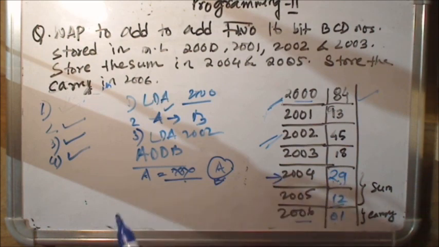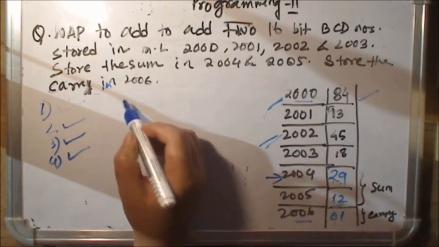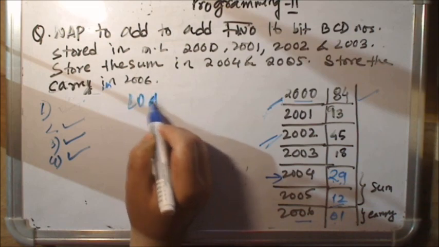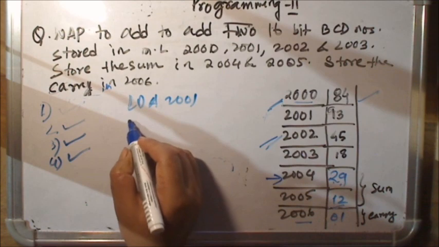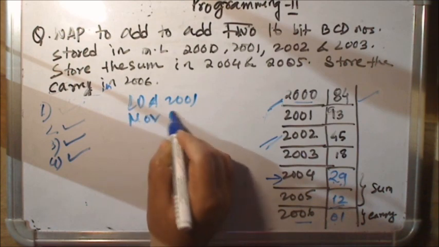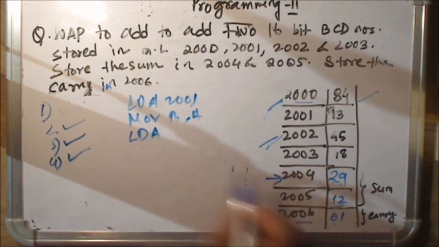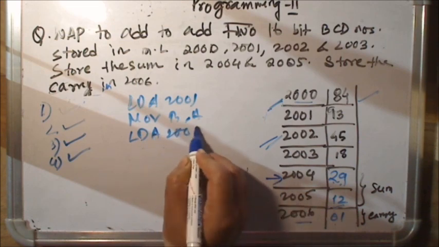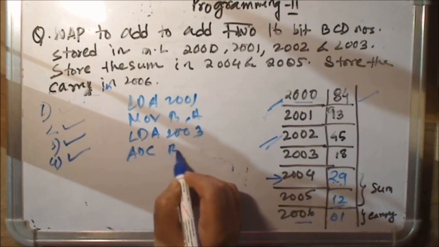Now repeat the process for the higher byte. Same process for the higher byte. We will take the number from 2001 using LDA 2001, the first higher byte data. Then we will move it into some other register, MOV B, A. Then LDA 2003, then ADC B.